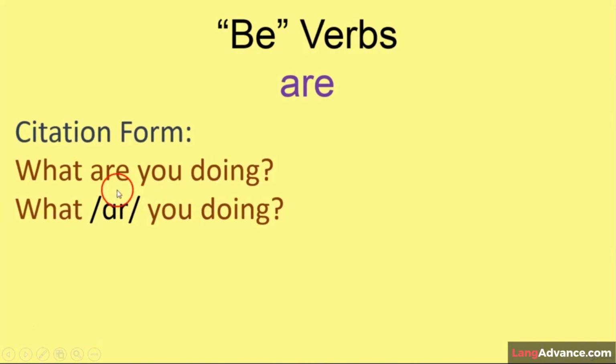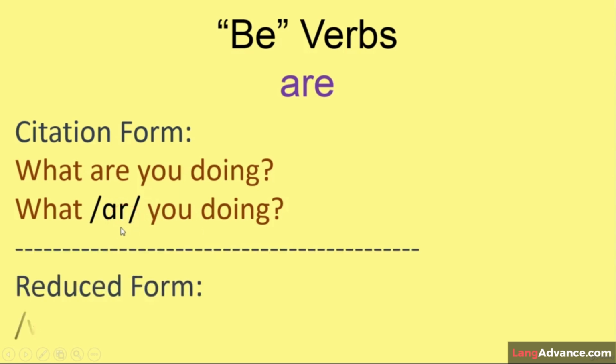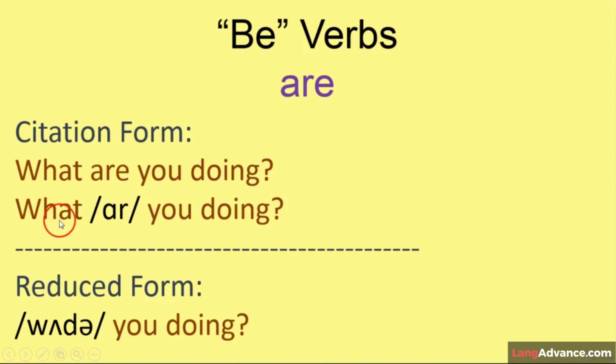In IPA format, the word are looks like this. And so we say, what are you doing? However, we don't say it like that in reduced form. In reduced form, are is simply written as a schwa and sounds like er. And when combined with what, the T at the end of what sounds like the letter D, and we say, what are you doing? What are you doing?